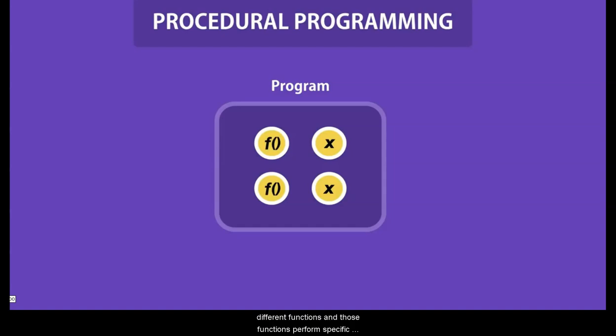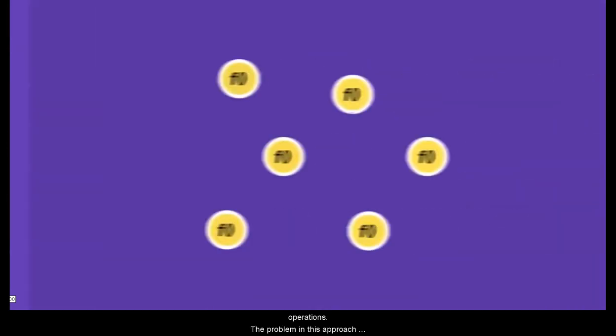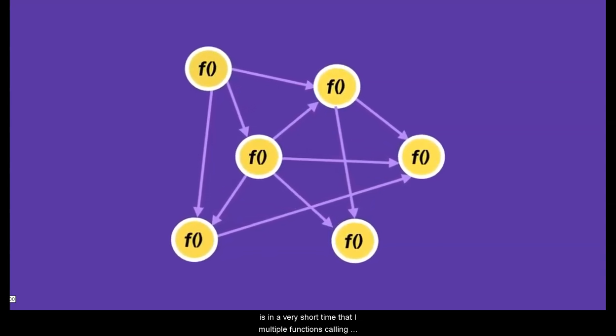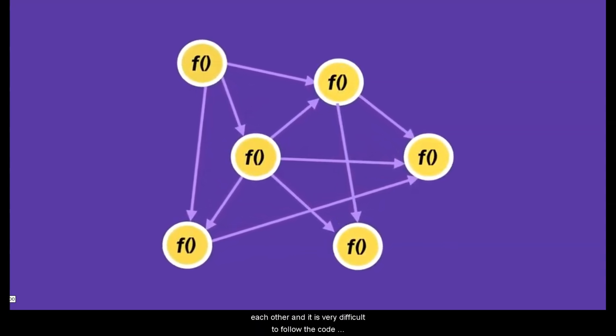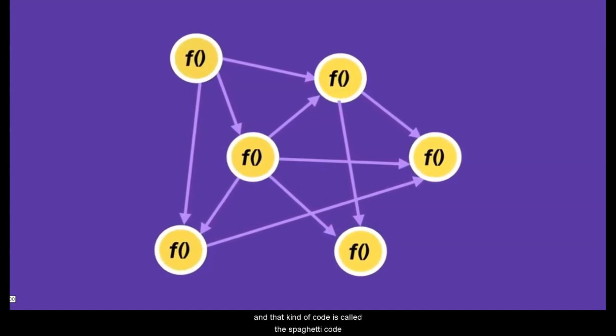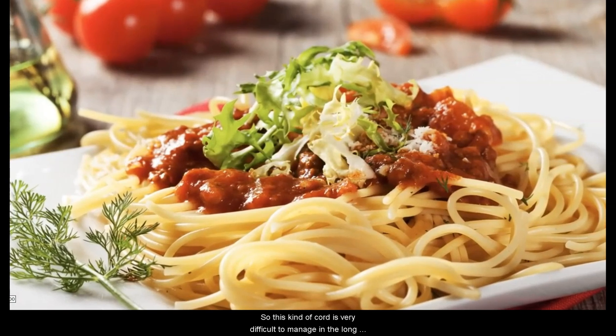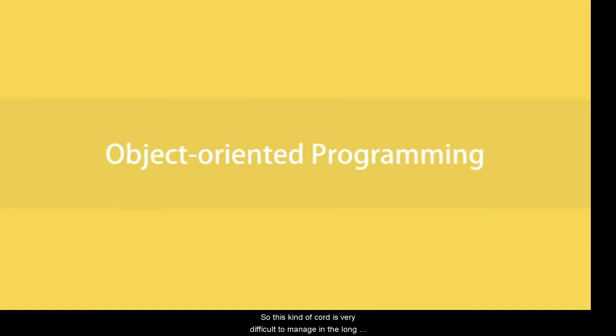You would have seen this in C programming, right? There is a main function, main calls different functions, and those functions perform specific operations. The problem is, in a very short time there are multiple functions calling each other and it is very difficult to follow the code, and that kind of code is called spaghetti code. So this kind of code is very difficult to manage in the long run.